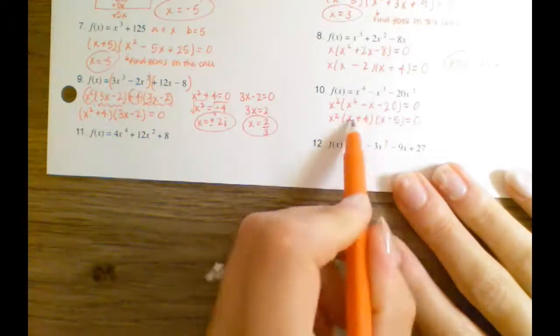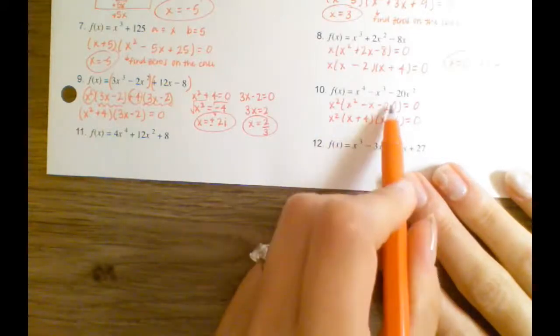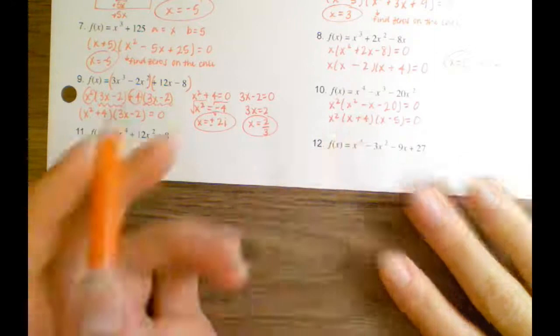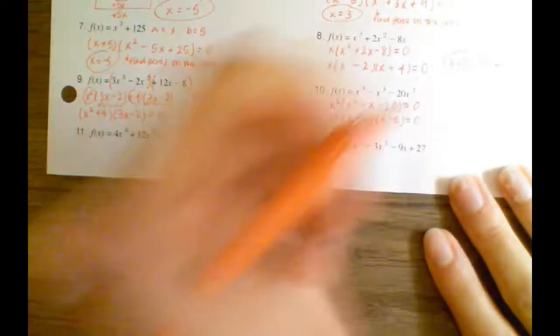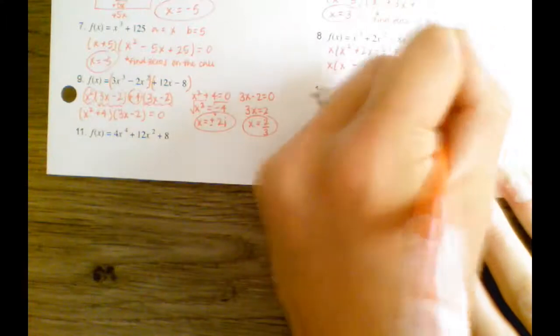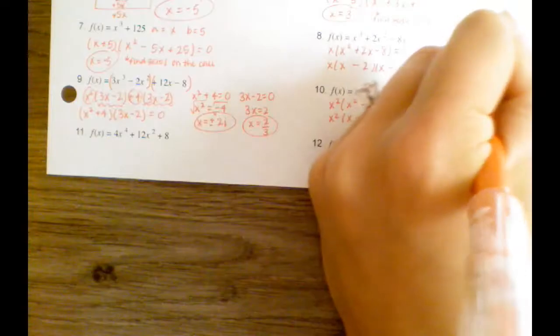Okay, that gives x times x is x squared. 4 times negative 5 is negative 20. 4 minus 5 is negative 1. Set these all equal to 0. Remember, don't forget to set the x squared equal to 0, okay? So x equals 0, x equals negative 4, and x equals 5.